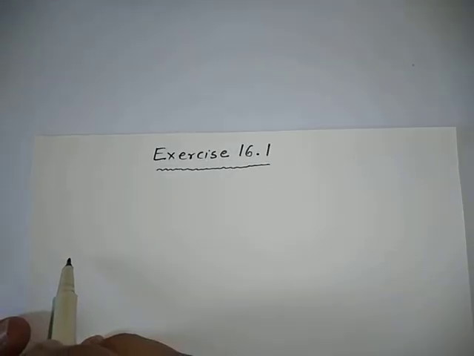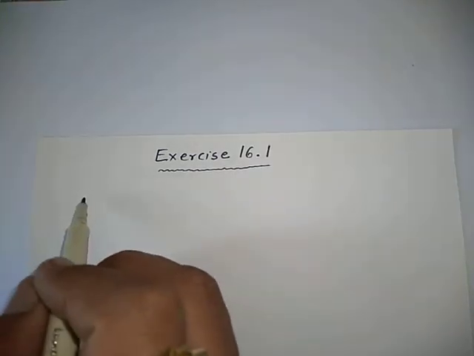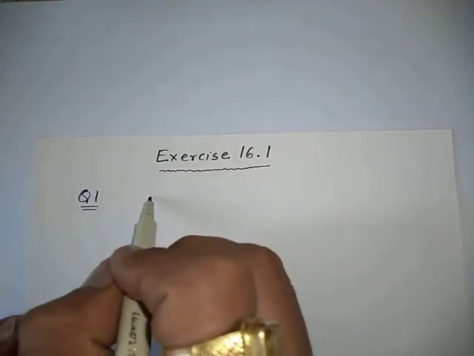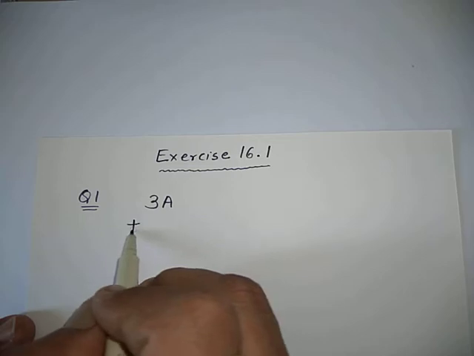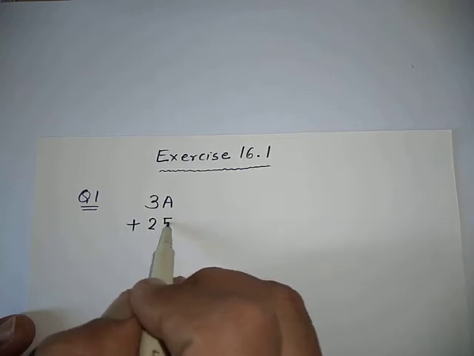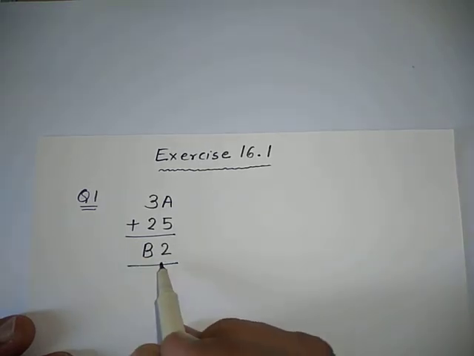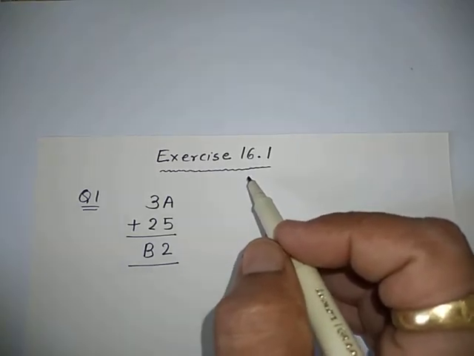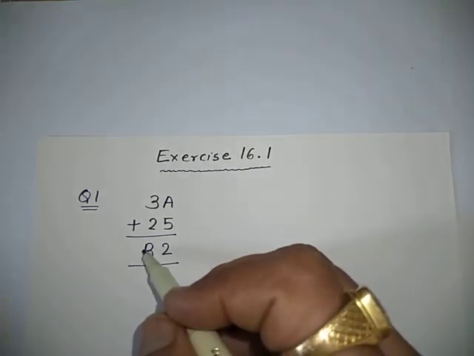Dear friends, let's solve exercise 16.1 on the basis of what we have learned in our previous lecture. Now, question number 1, they have given us that 3A is added to 25 and we will get B2 as the answer. So let's check what will be the value of A, we will find first. And in the same way we will find the value of B also.